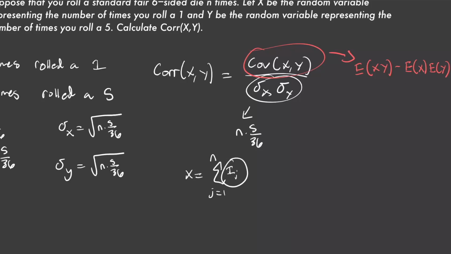So what's the probability that we get a roll of 1 on any given dice roll? Well, it's just going to be equal to 1/6. So we're just summing up 1/6 here n different times, so it's just going to be n divided by 6. N divided by 6 is going to be the expected value of x, right?